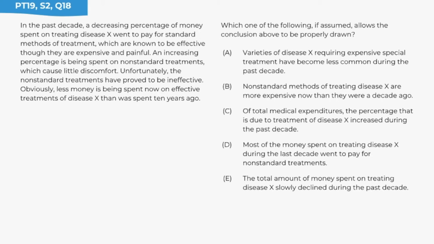Okay, welcome back. So remember, the first thing we want to do when we're working on a sufficient assumption question is to find the conclusion of the argument. And in this case, that last sentence that begins with the word obviously is the conclusion of the argument.